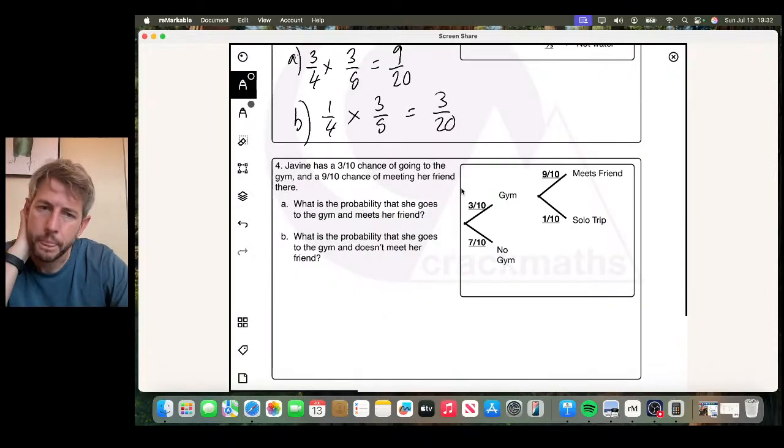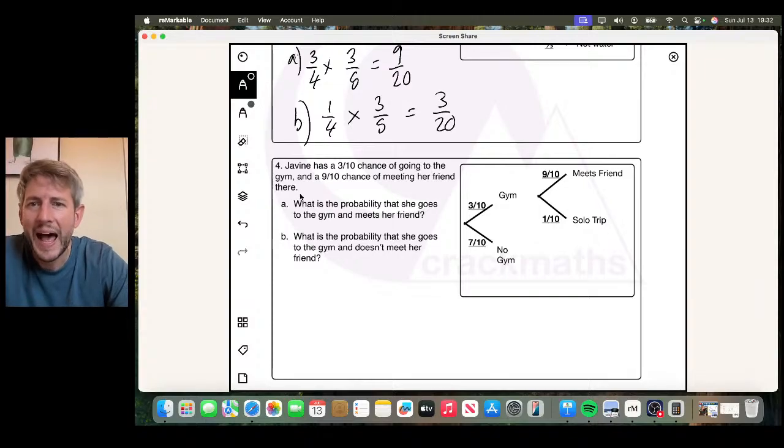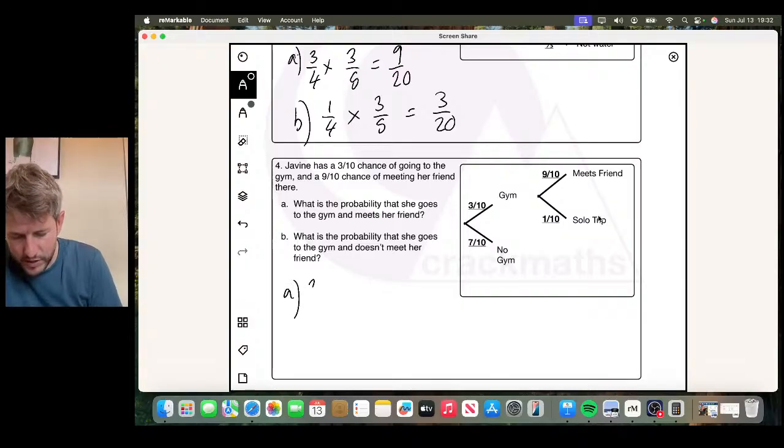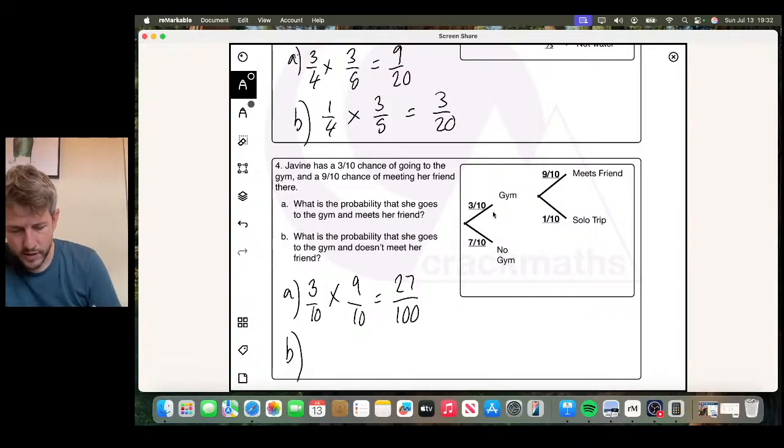Okay. Jasmine has a 3/10 chance of going to the gym and a 9/10 chance of meeting her friend there. A. What is the probability that she goes to the gym and meets her friend? Okay, so we've got A, which is 3/10 times 9/10, which will be 27/100. And then B, we've got, what is the probability that she goes to the gym but doesn't meet her friend? Okay, so it's 3/10 for that, times 1/10, and that will be 3/100.